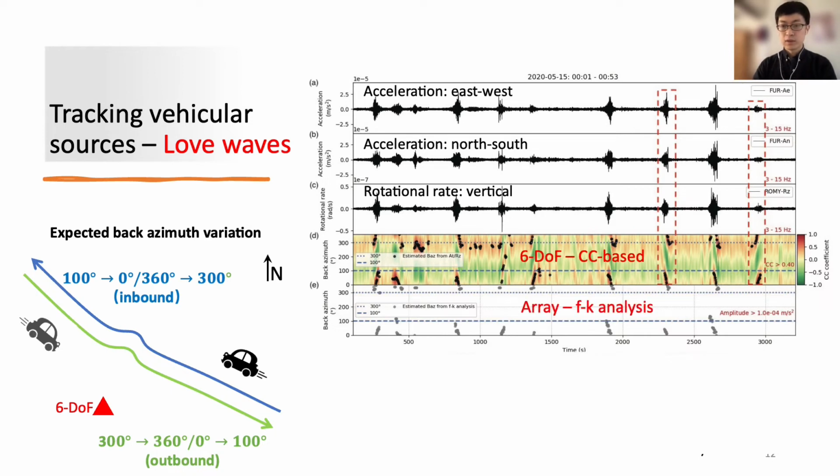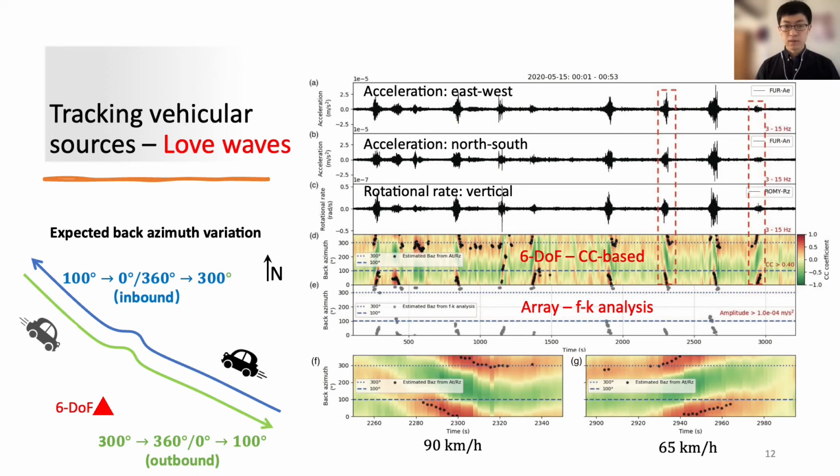In comparison, we have also estimated the back-azimuth variation from the frequency-wavenumber analysis in figure E using the surrounding seismometers. It shows that the 6 degree of freedom point measurement using Love waves agrees well with that from the array measurement.